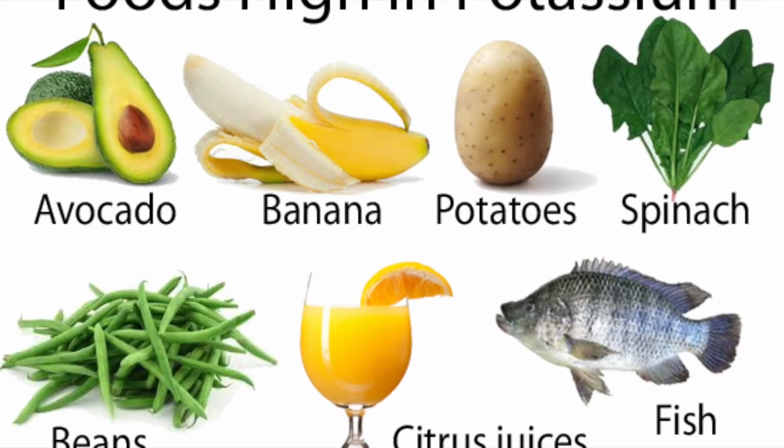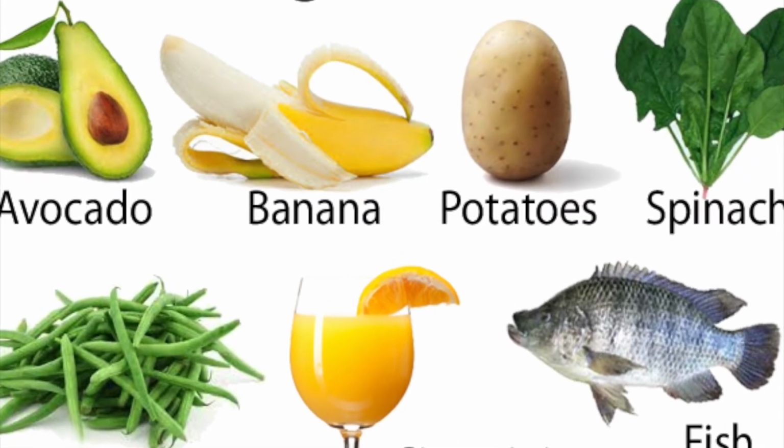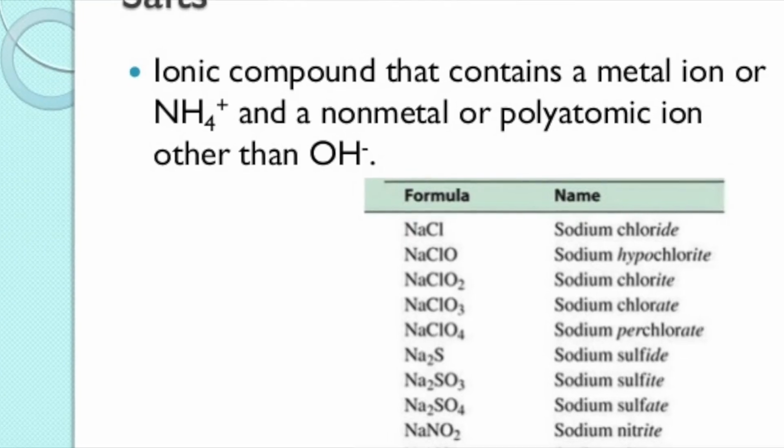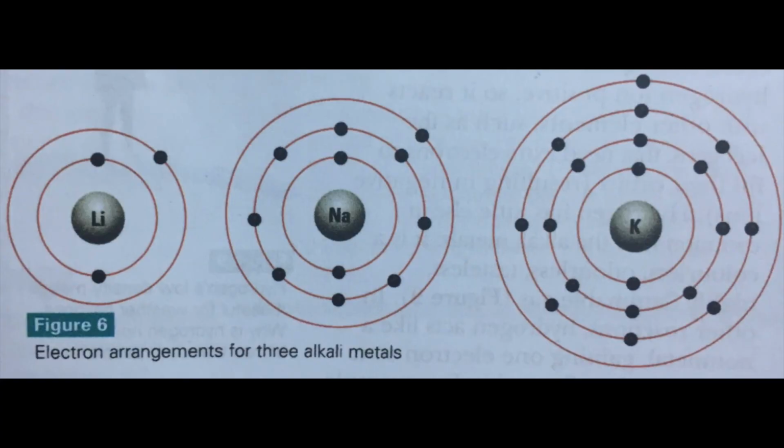The reactivity of the alkali metals is explained by their electronic structure. The outer orbits, figure 6, have one electron, an unstable arrangement. So alkali metals tend to lose this electron, becoming ions with a charge of +1. These ions readily join with other elements such as oxygen and chlorine.